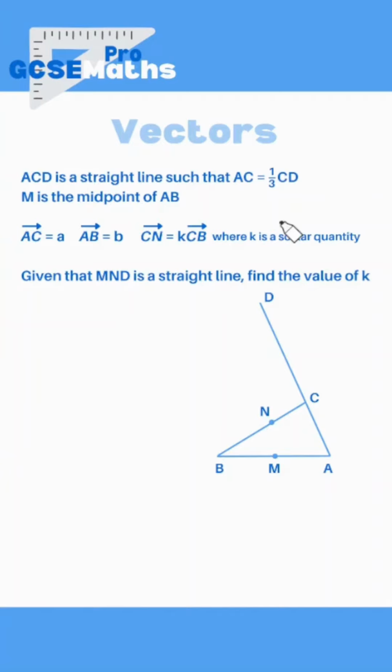Do you know how to tackle vectors geometry questions? ACD is a straight line such that AC is equal to a third of CD. So if that's 1, then that would be 3. Okay, that's quite difficult to decipher there.